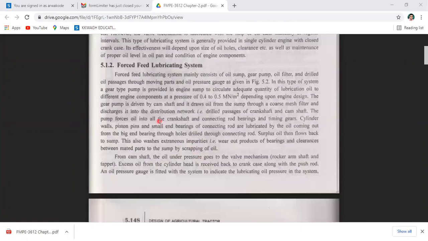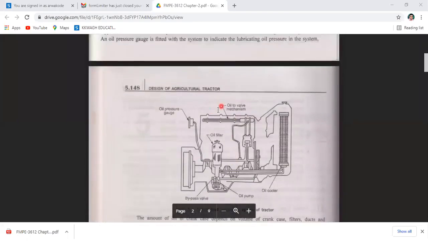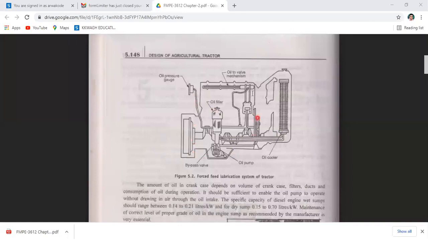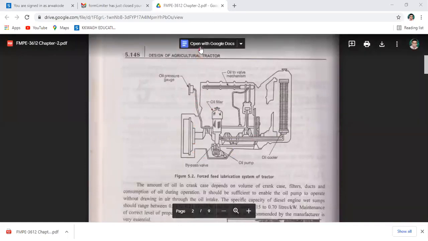The next system is the forced feed lubrication system. It mainly consists of a sump, gear pump, oil filter, drilled oil passages through moving parts, and a pressure gauge. Here there is a diagram. This system was already taught in the third semester, and I will just revise it.